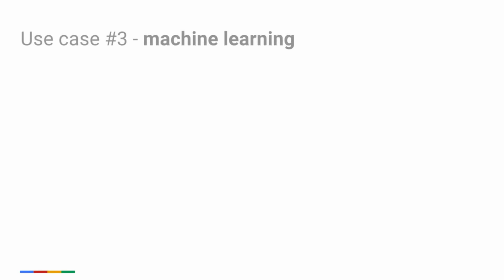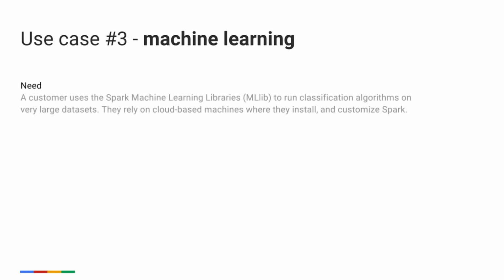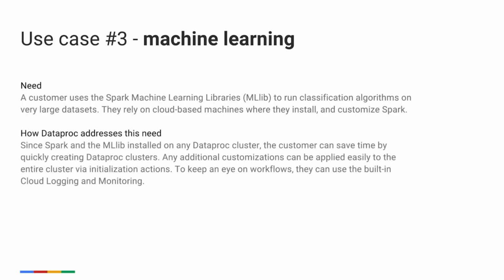Third use case. This is a bit more of a leading edge use case. So let's talk about machine learning. We see a lot of interest in Spark ML specifically. Since Google Cloud Dataproc provides you a vanilla Spark and Hadoop ecosystem, this means that you can take advantage of something like Spark ML on Cloud Dataproc easily.